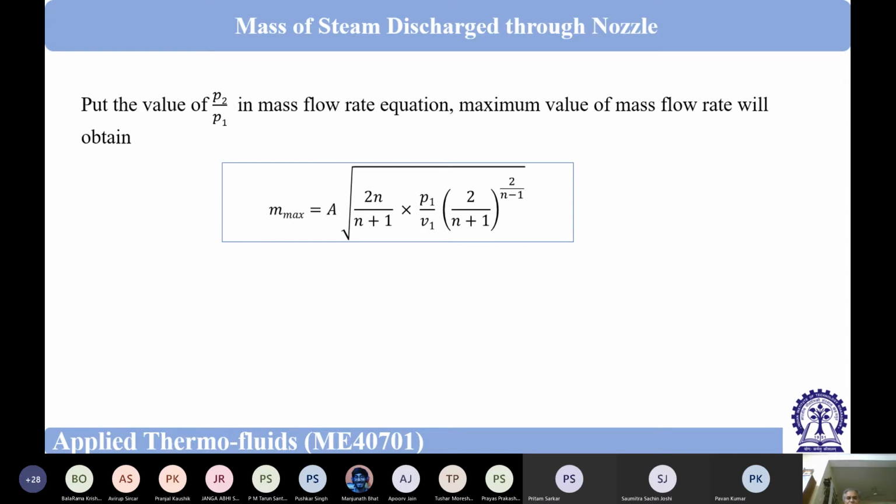So for maximum mass flow rate, what do we need? We need the area, the value of n, and P1 and V1, the pressure and specific volume at the stagnation point. So from the stagnation properties we can get the maximum mass flow rate.